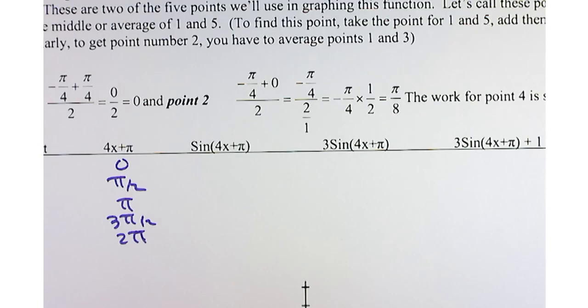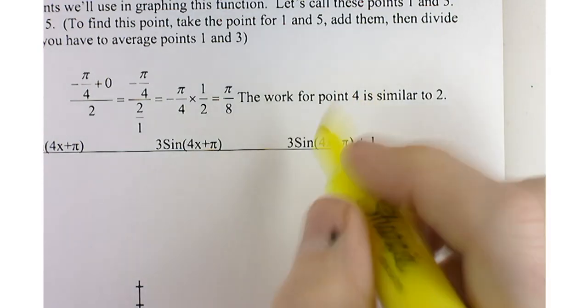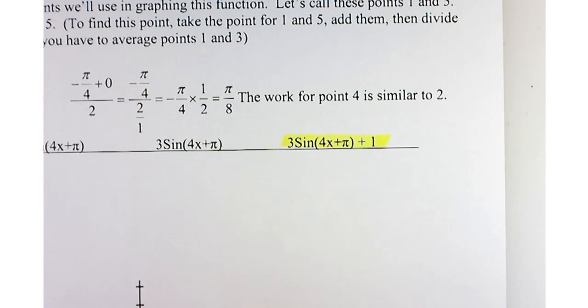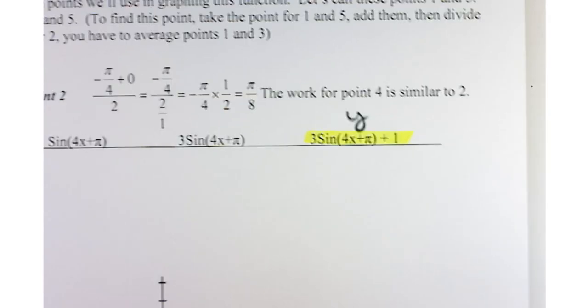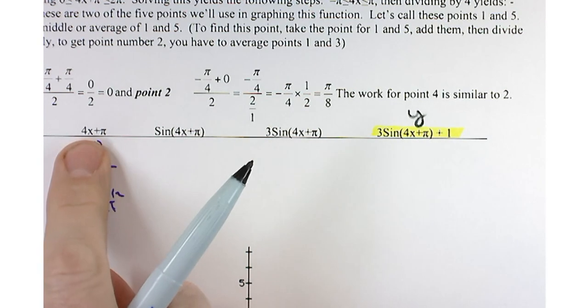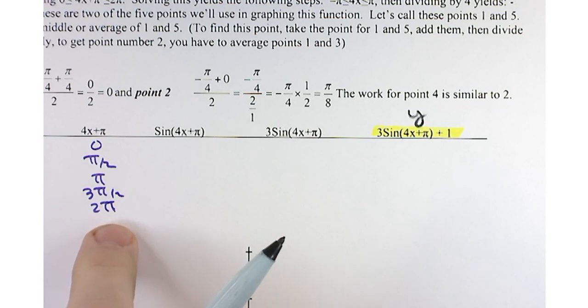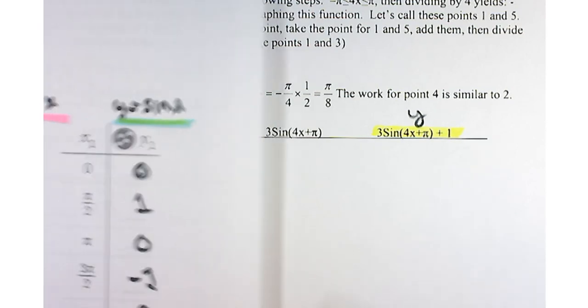So ultimately our goal in this problem is to graph this function over here, y equals 3 sine(4x plus pi) plus 1. So that's going to be my y coordinate. We're going to need to figure out the x coordinates in a minute. But let's see the advantage of dealing with these points. If I can figure out the values of x such that 4x plus pi gives me these values, then the sine values are pretty easy.